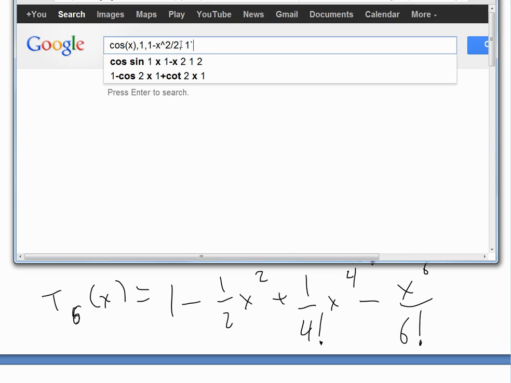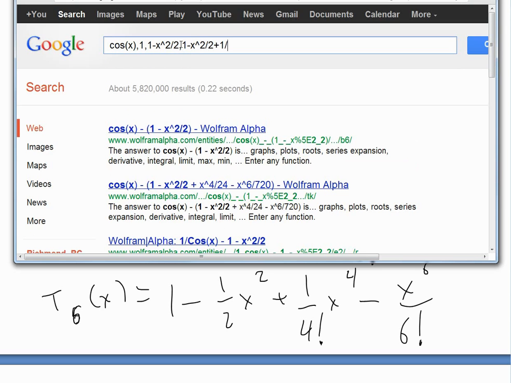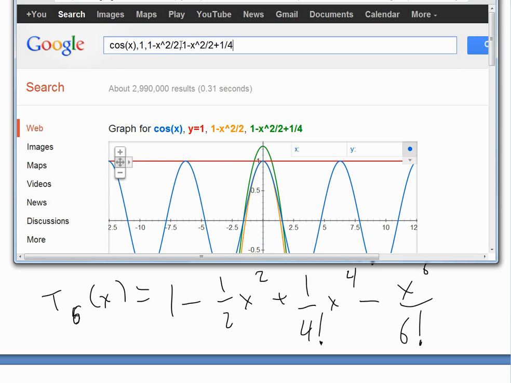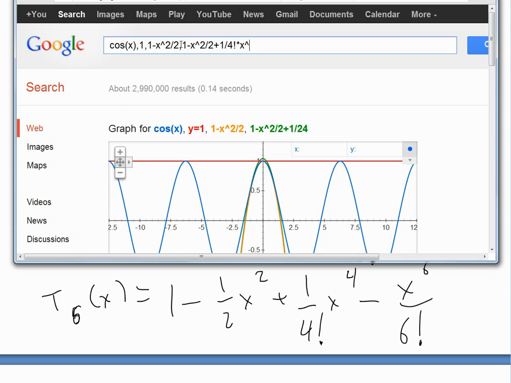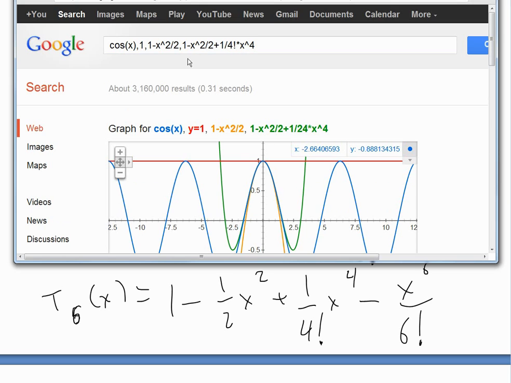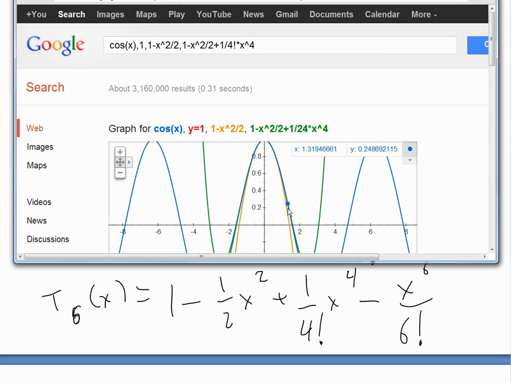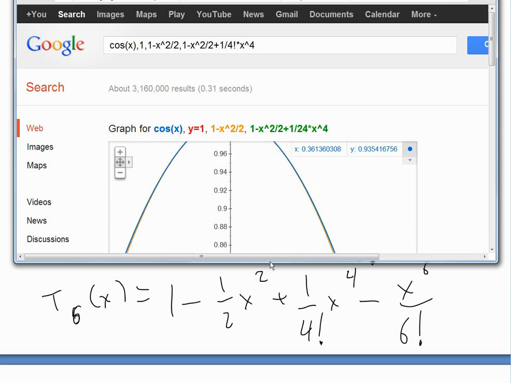Then let's just do this one more here. 1 minus x squared divided by 2 plus 1 divided by 4 factorial, that's a factorial right there, so just write factorial times x to the 4. And this one, yeah, it's parabolic. It goes up and down like as it should. And as you can see, it's really close here. We'll just zoom in.